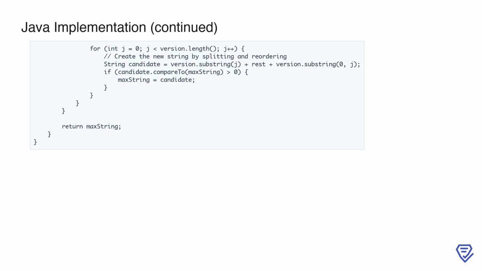At each split point, we create a new candidate string by rearranging the current string, taking the substring from the split point to the end, appending the concatenated rest, and then appending the substring from the start of the current string up to the split point. This forms a reordered version of the strings. We then compare this candidate string with the current max string, updating max string if the candidate string is lexicographically larger.